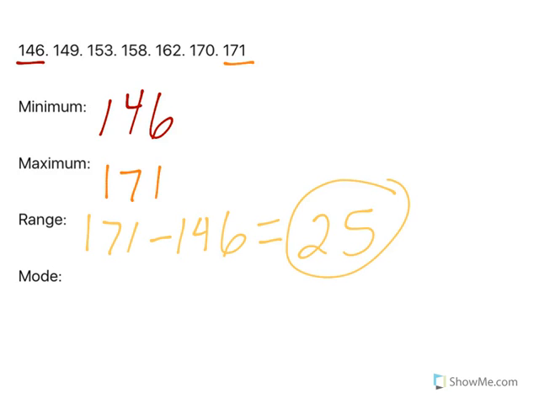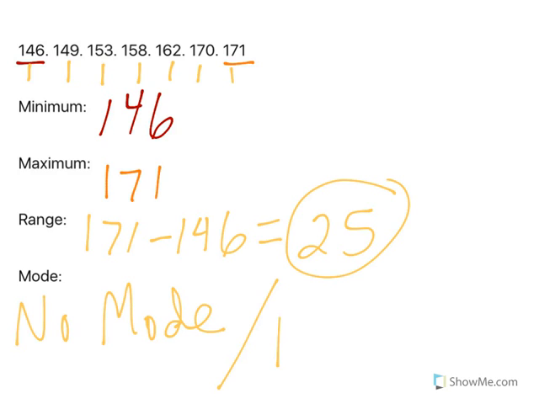Now the mode is the number that appears most often. And as you look through your numbers, 146 is there once. All of my numbers are there the same number of times, and therefore there is no mode. Or I think you might put NA, right? Not applicable, because all of the numbers are there an equal amount of times, and therefore we do not have a mode.